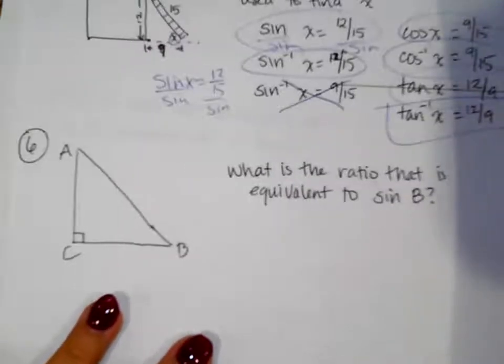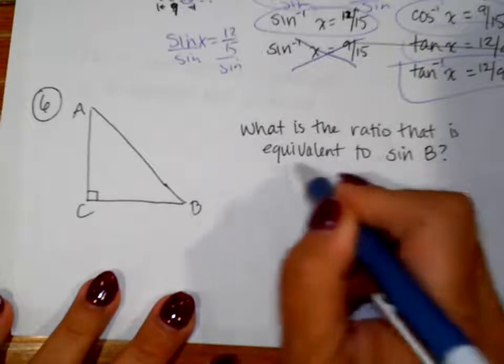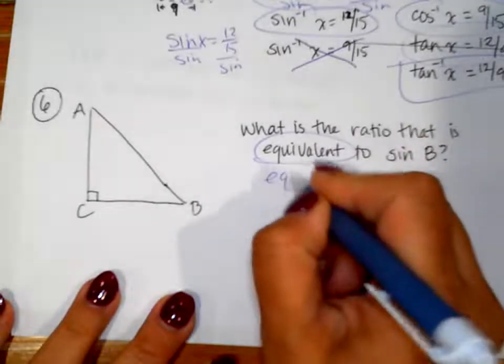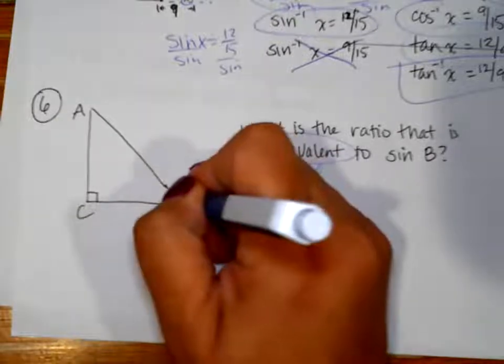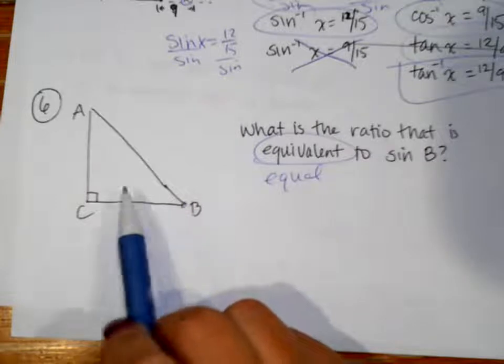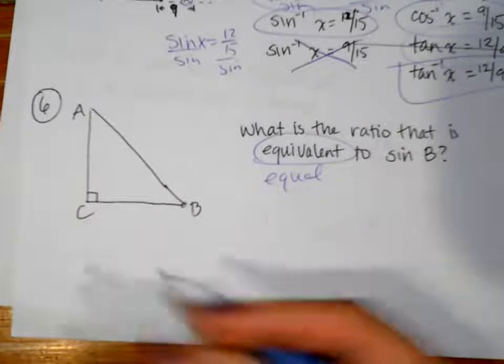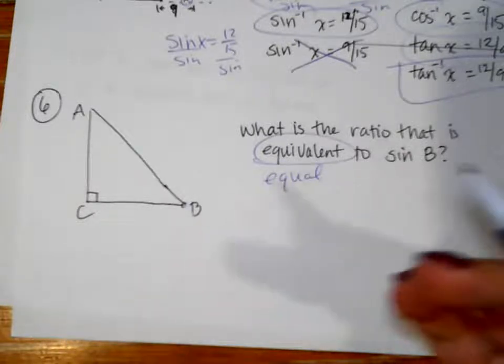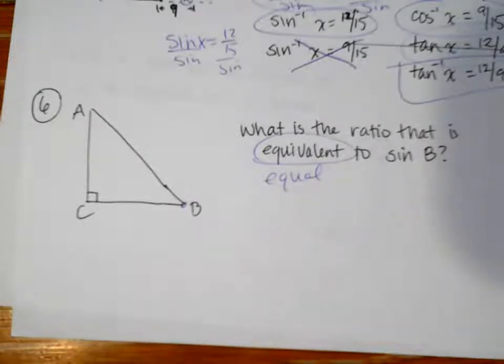All right, I like this question. It was kind of on your last exam that we went over. It says, what is the ratio that is equivalent, there's a good word, it means equal, to sine B? So here I am on sine B. The easiest way to do problems like this, I think, is to just throw in some numbers to see if it works. I'm a big fan of just 1, 2, 3 or whatever. You're not solving anything, you just want to see what ratio is equivalent to the sine of B.